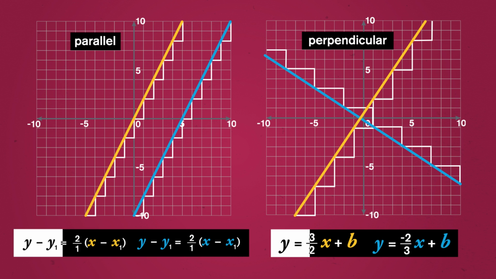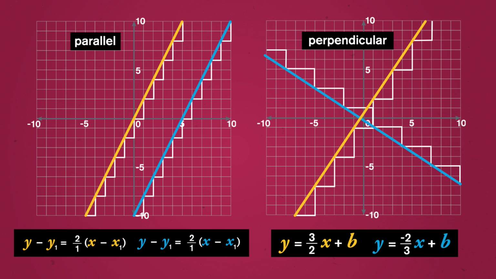So, if we have two or more equations in point slope or slope-intercept form, we'll be able to tell right away if the lines are parallel or perpendicular before we've done any graphing.